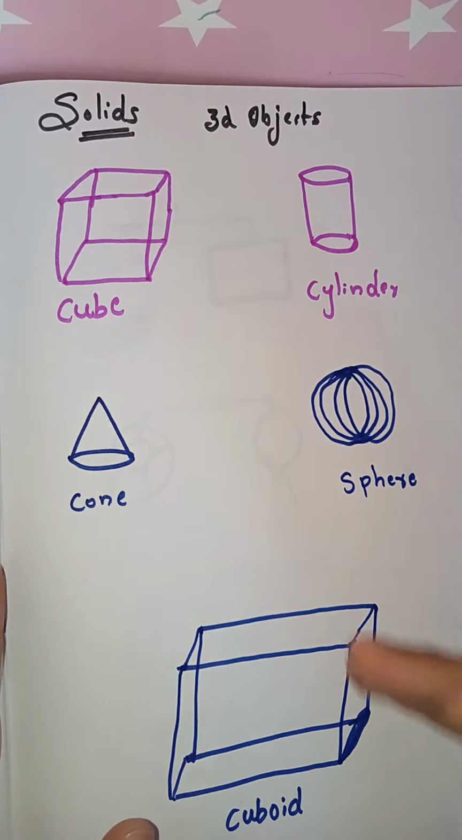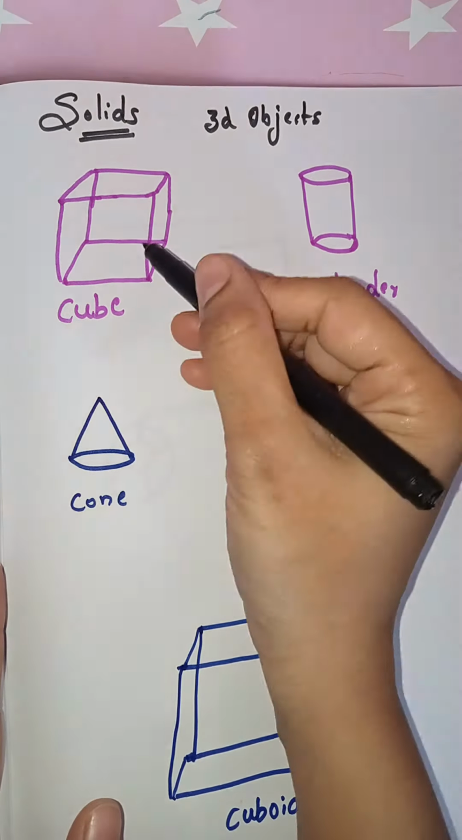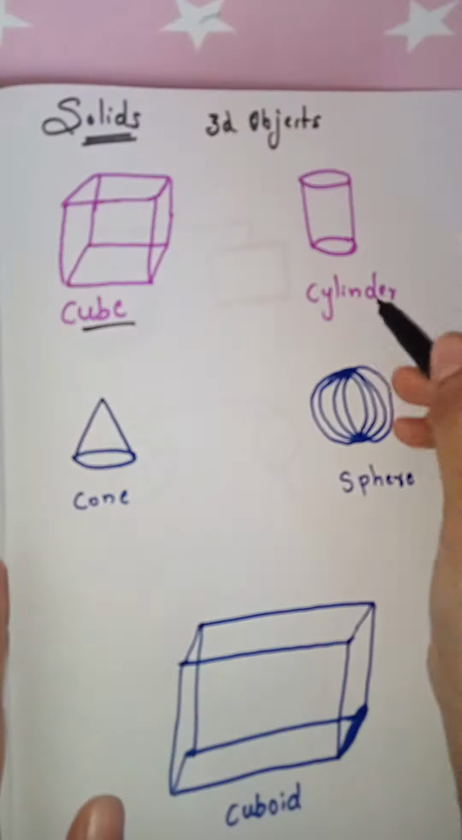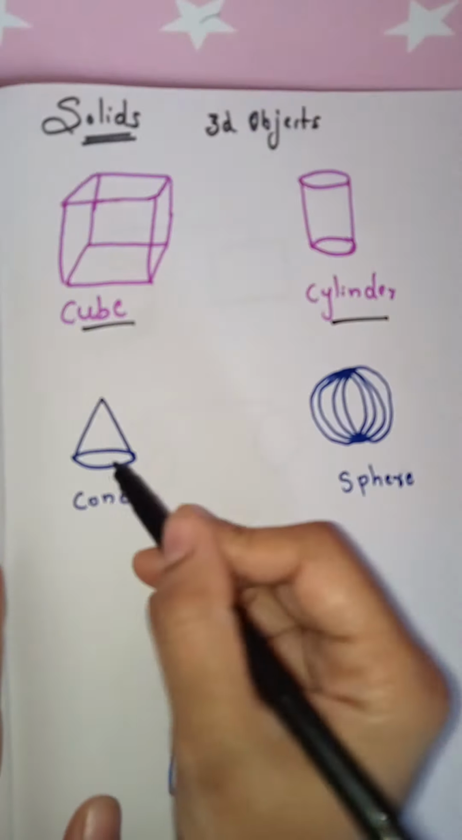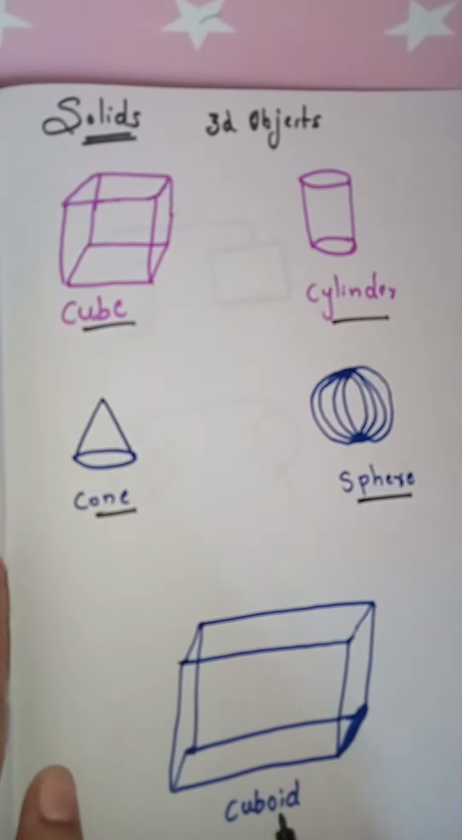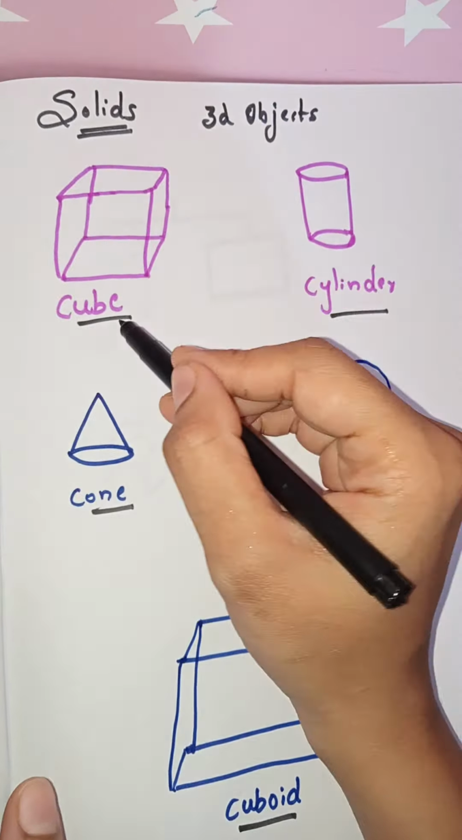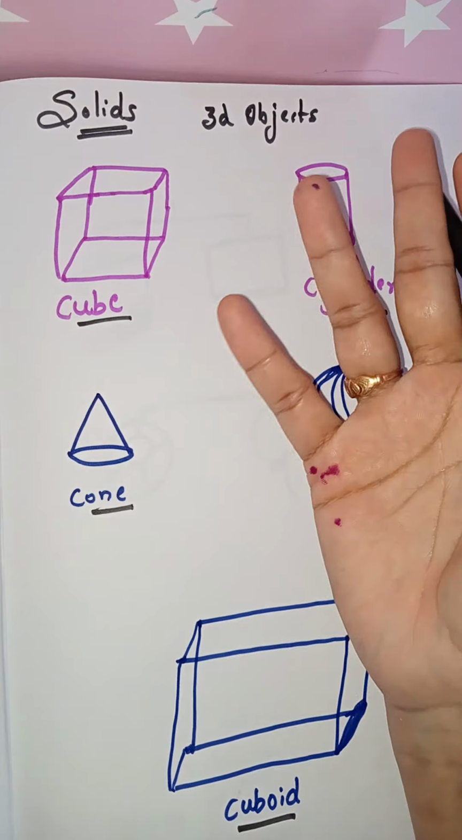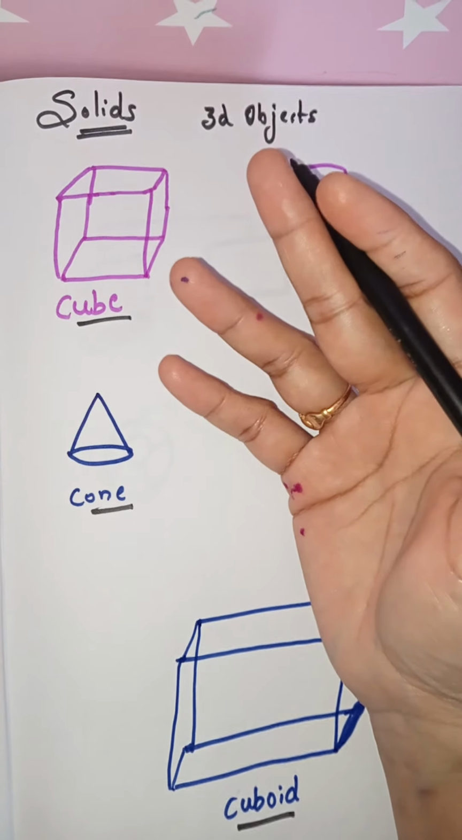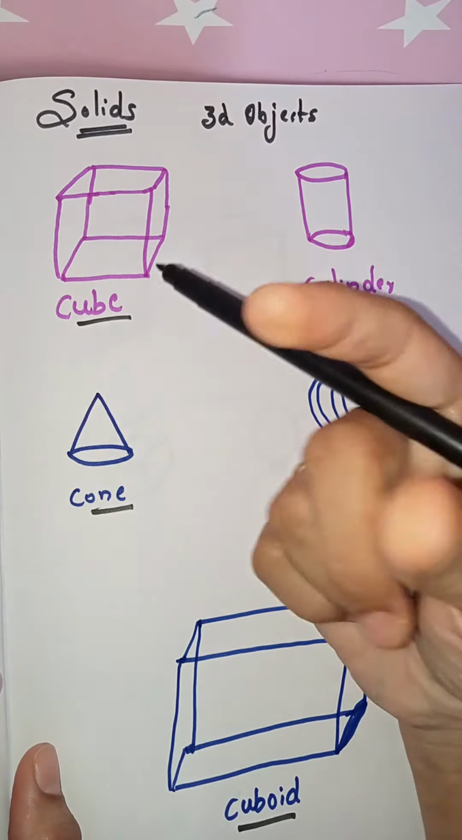These are some of the solid shapes which are drawn. The first one is a cube. The second one is a cylinder. The third one is a cone. The fourth one is a sphere. And the fifth one is a cuboid. The best example I can give for a cube is a dice, like a cardboard box. For a cylinder, a piece of chalk.